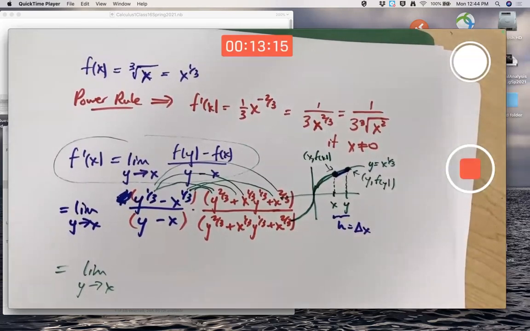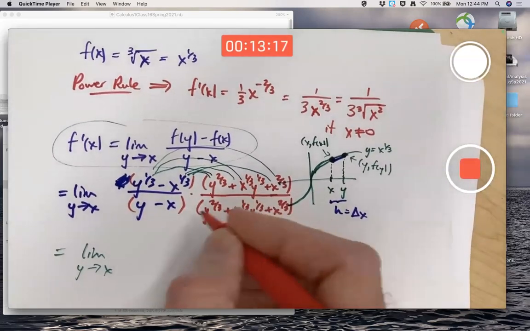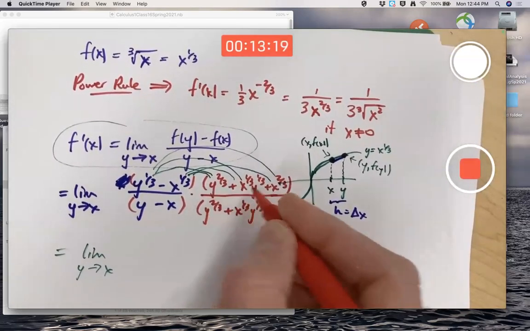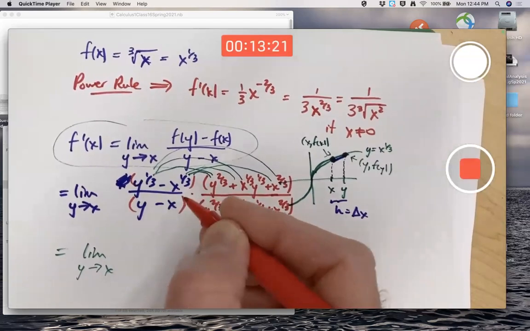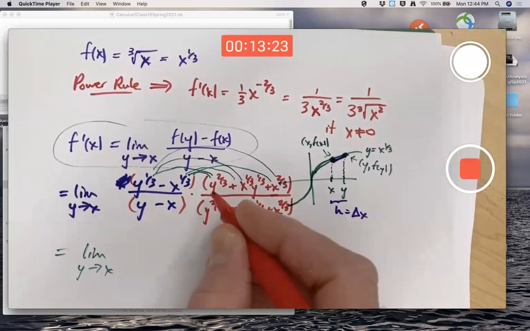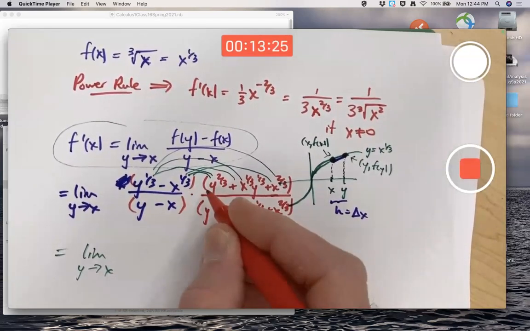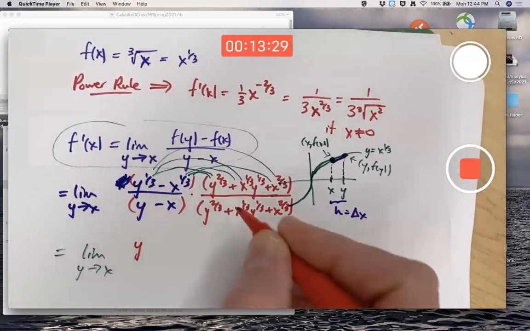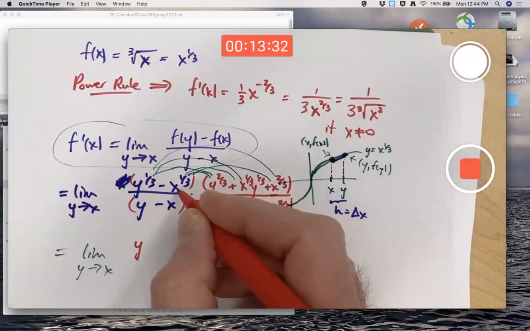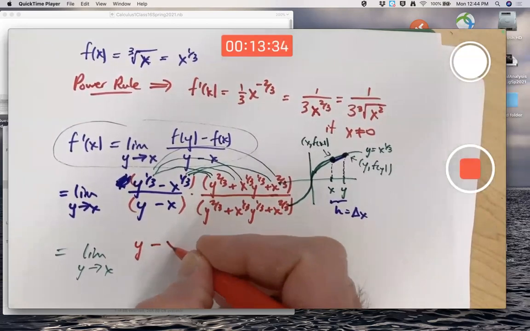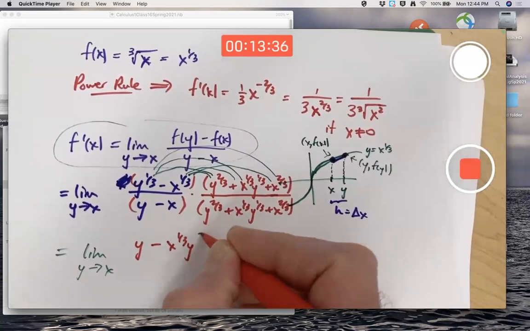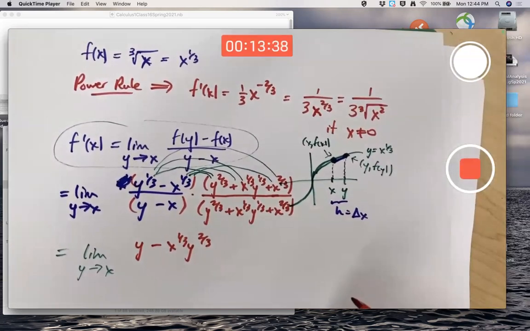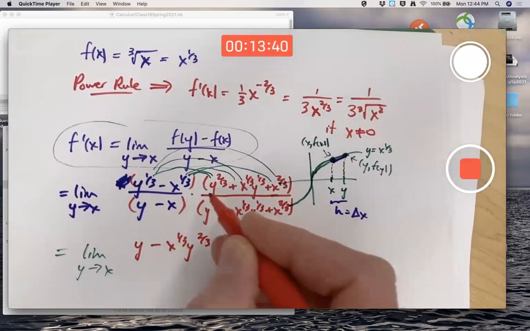And what happens on the top? If you distribute this through, multiply each term on the right by each term on the left once, what do you get? Well, first, y to the 1/3 times y to the 2/3 is y to the first power. So you just get a y. Then you got y to the 2/3 times negative x to the 1/3. That's a minus x to the 1/3 y to the 2/3. Right, multiplying those two terms right there.